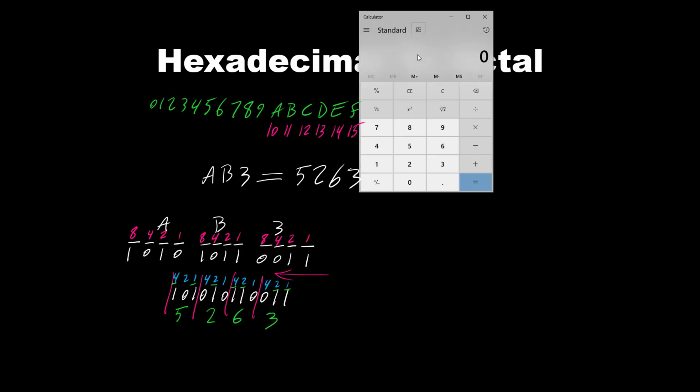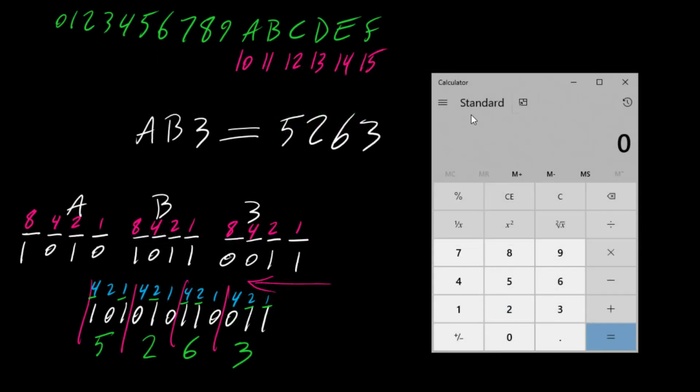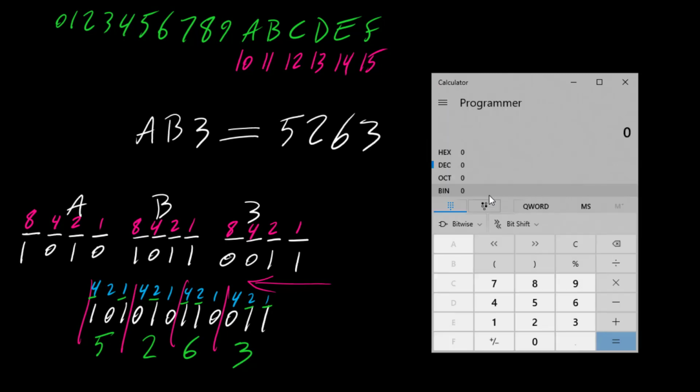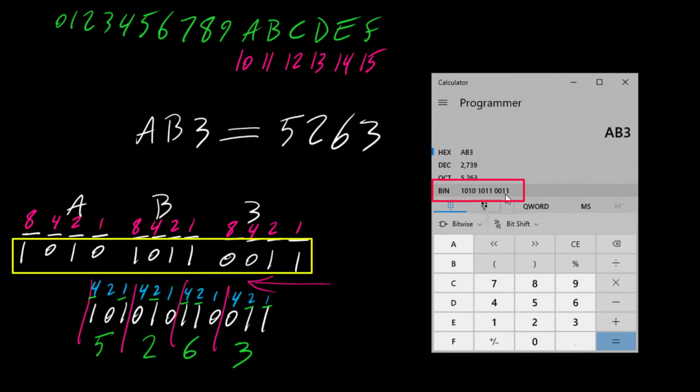Now let's take a look using the calculator. We have to change the view from standard view to programmer view, and make sure hex is selected for our hexadecimal number. AB3, that's our hexadecimal number. So hex is selected and we enter A, B, 3. And here, as we can see, our octal number is 5263. And here we can see the binary as well.